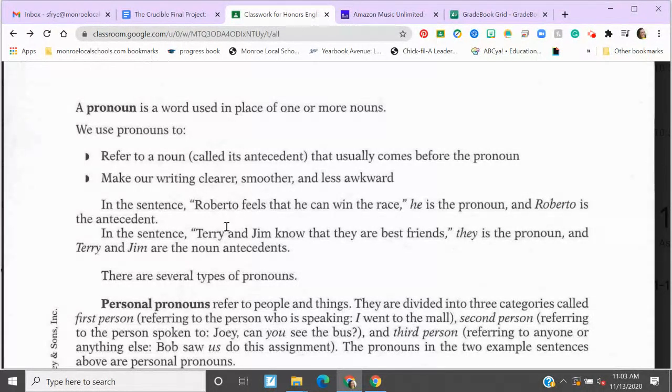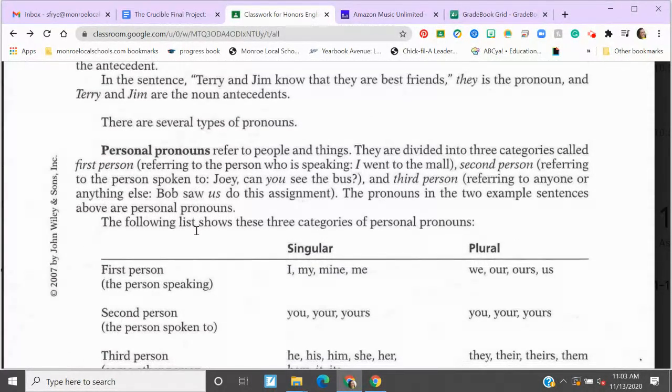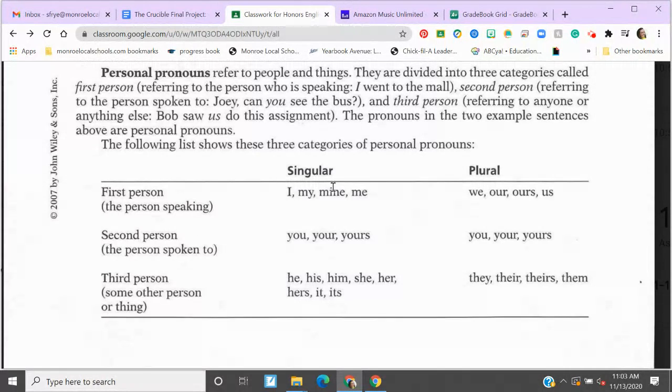If you look at the second example, Terry and Jim know they are best friends. They is the pronoun. What does it replace? It replaces Terry and Jim. That makes Terry and Jim your antecedent. We are typically really good at understanding personal pronouns. When I say identify the pronoun in a sentence, these are the ones that you typically know, the personal pronouns.